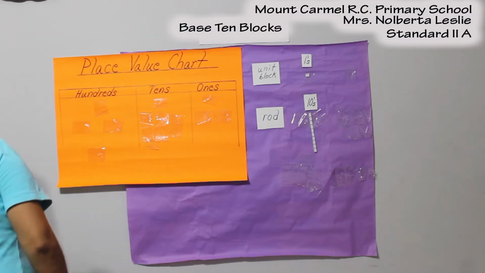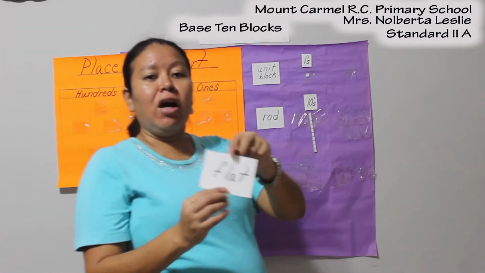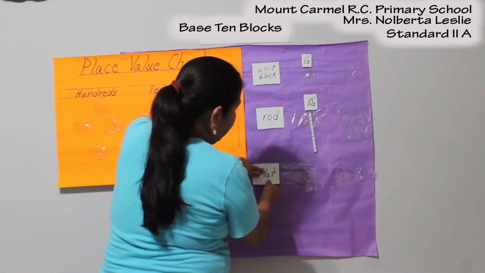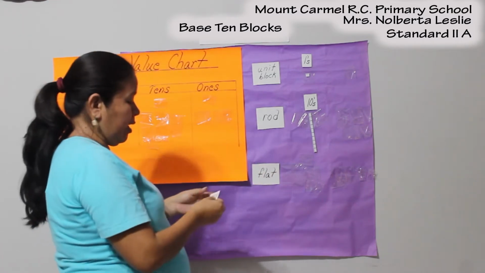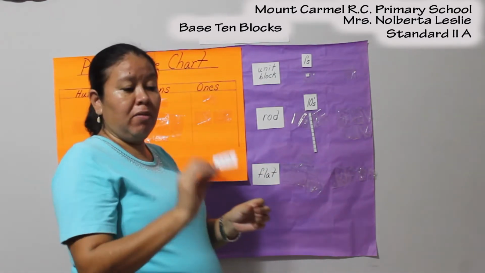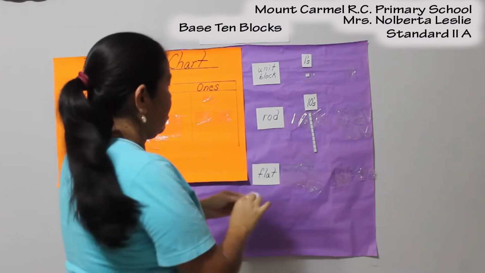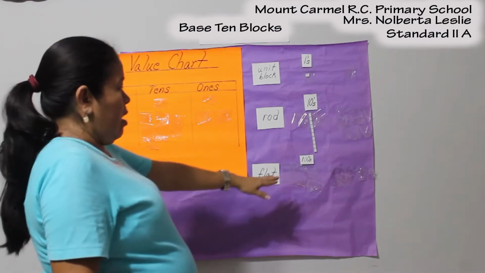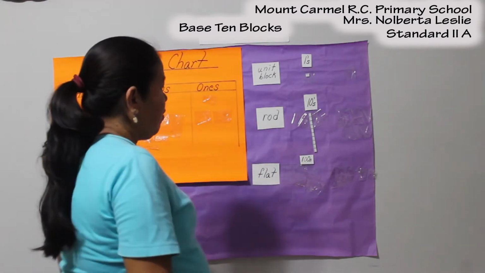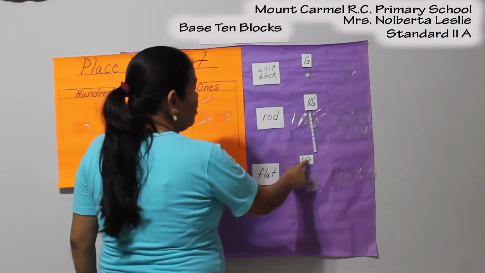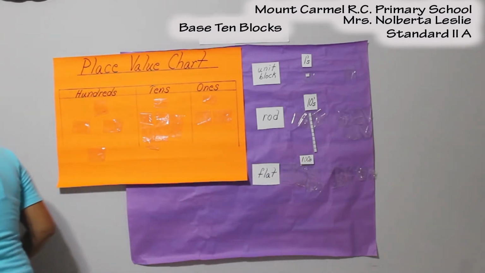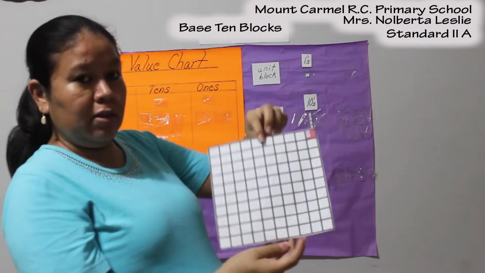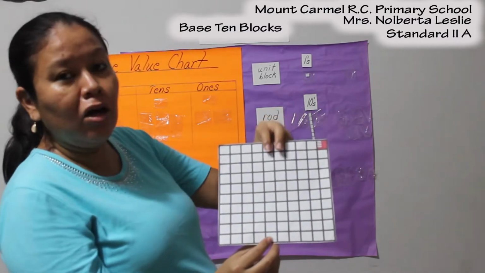Then we have the last part. The last part is what we call a flat. What is it called? A flat. So we put the flat here, and what does the flat represent? It represents hundreds. So this is the hundreds. So we look at this now, and we want to, how many parts is this going to include? It's going to include this. Why do you think it's called hundreds?